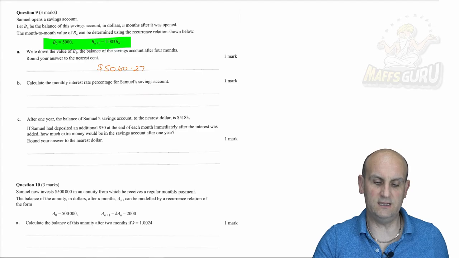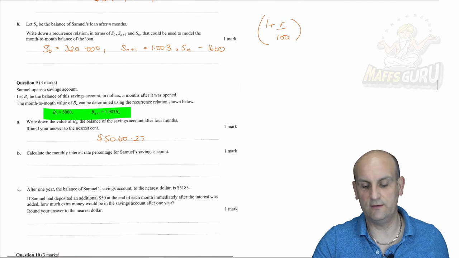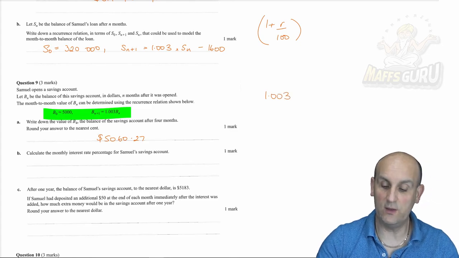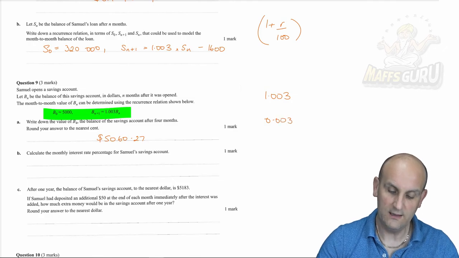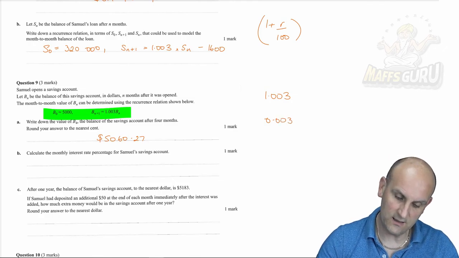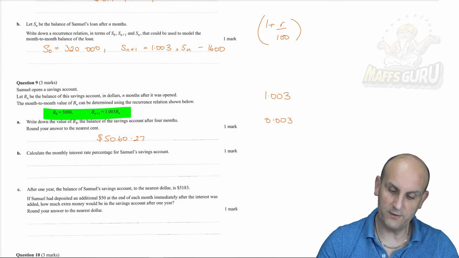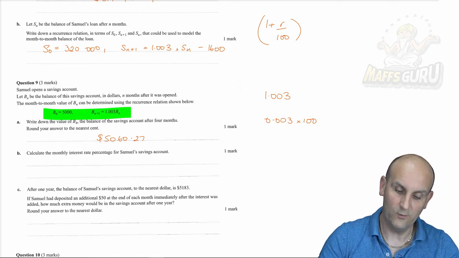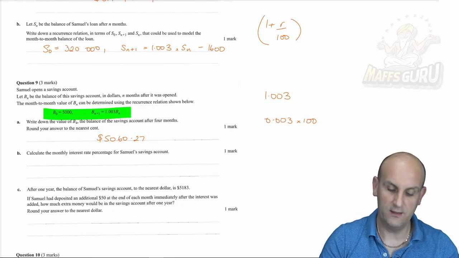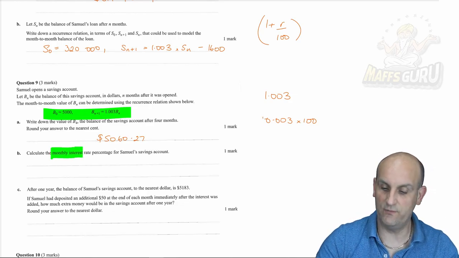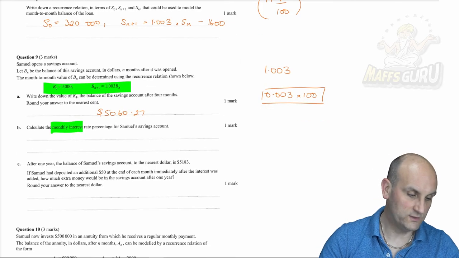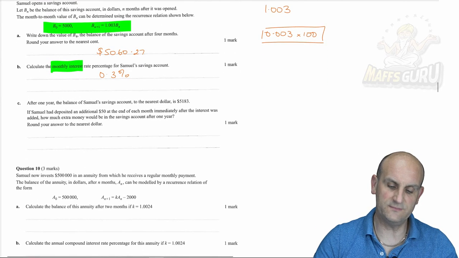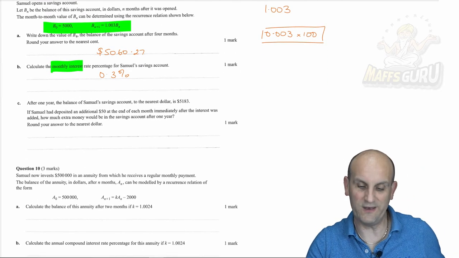$5,060.27. Calculate the monthly interest rate for Samuel's savings account. Right, again, 1.003, interest savings rate. Well, I'm going to take away one from that, which gave me 0.003. And then basically multiply that by 100. I don't need to multiply it by 12. Why? Well, basically they've given me that this formula is per month. They want my monthly interest rate. So I just need to turn this value here into a percentage, which gave me 0.3%.